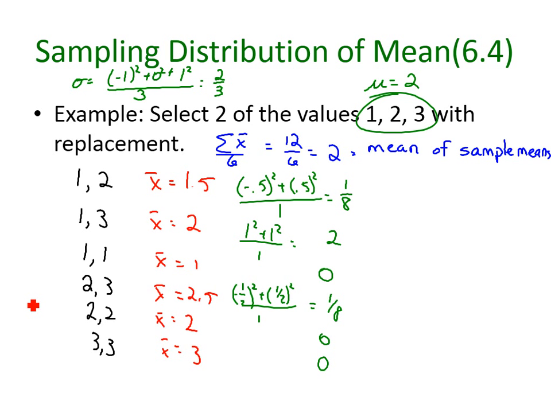Oh, how about I add right? What's 1/4 plus 1/4? Half. Those should be 1/2. 3 divided by 6. So the mean of the sample variances is going to be 1/2.